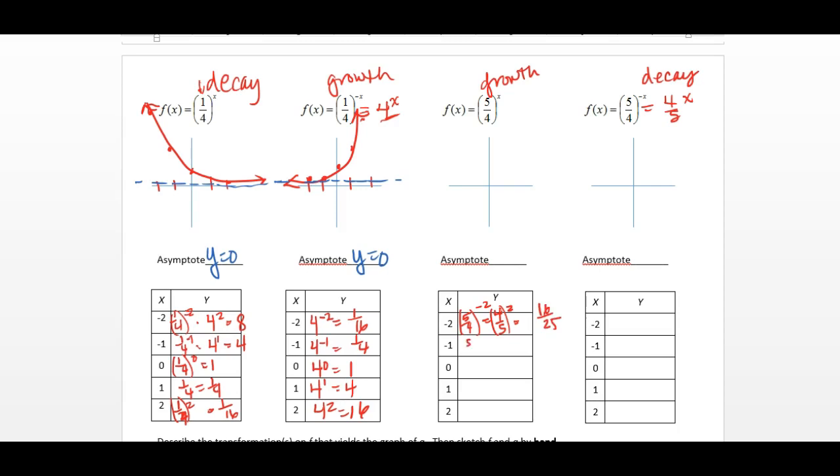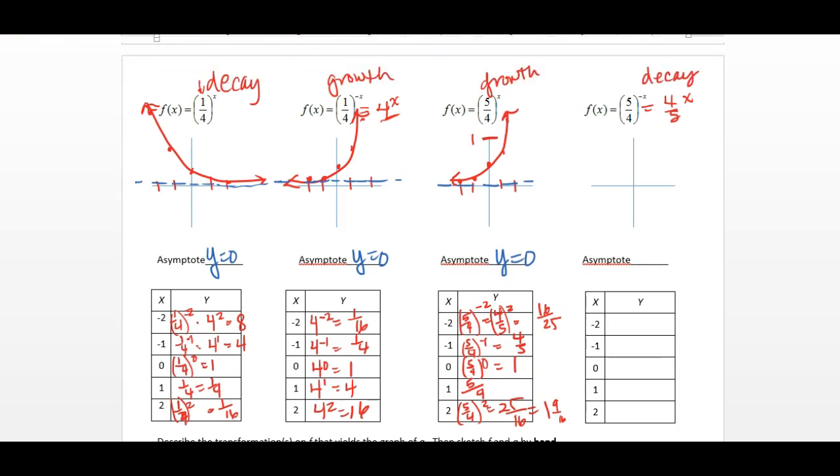Okay. 5/4 to the negative 1, it's just 4/5. 5/4 to the 0 power is 1. 5/4 to the first power is just 5/4. 5/4 squared is 25/16. Again, the asymptote, what is it not crossing? It is not crossing this x-axis, which is also known as y = 0. Next one.